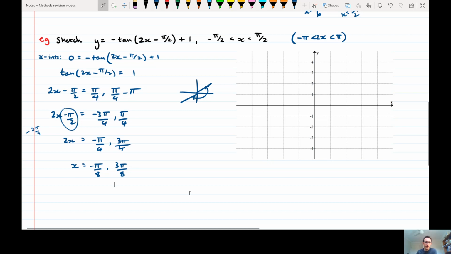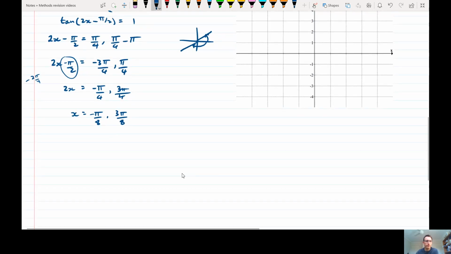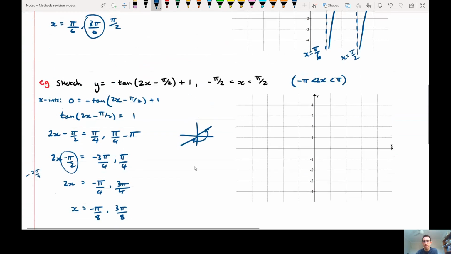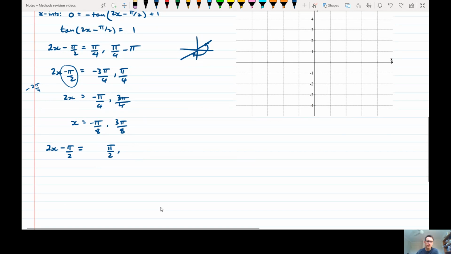Now, in terms of asymptotes, let's find those. So we know that this 2x minus pi on 2 thing must be equal to odd multiples of pi on 2. So you have pi on 2. We can go up to 3 pi on 2, but that goes outside our working domain. Remember, the working domain was up to pi. That's too far. So we're going to get rid of that one. So it means I must be going back again. In that circle, I've gone to there. If I go to the next one, I've gone past pi. So I'm going to go back to negative pi down there. Negative pi on 2, I should say.